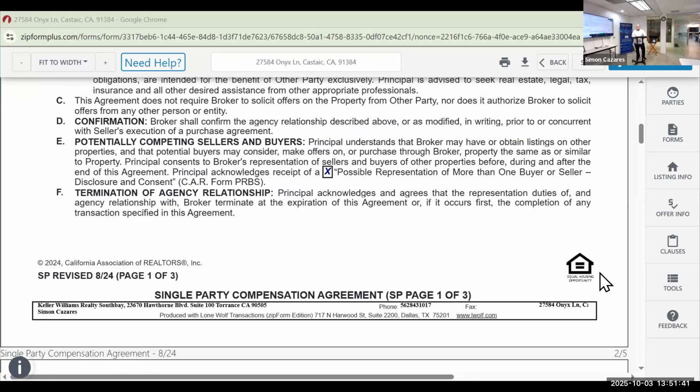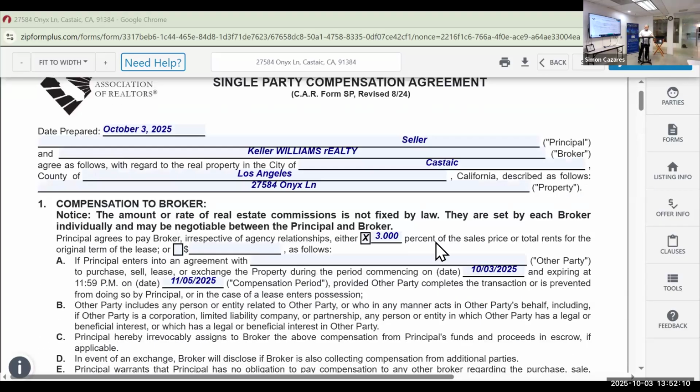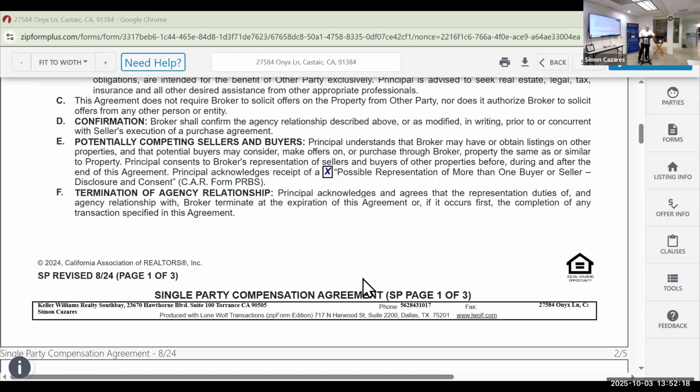Potential competing sales, so it goes into the disclosures of the possible representation agreement, and then termination of agreement, right? Termination of agency relationship. Principal acknowledges and agrees that the representation duties of an agency relationship with broker terminate at the expiration of this agreement. So if the deal does not happen, or you cannot put the deal together, depending on the amount that you put on the top here, then neither party is obligated to pay you compensation. That simple. Okay.